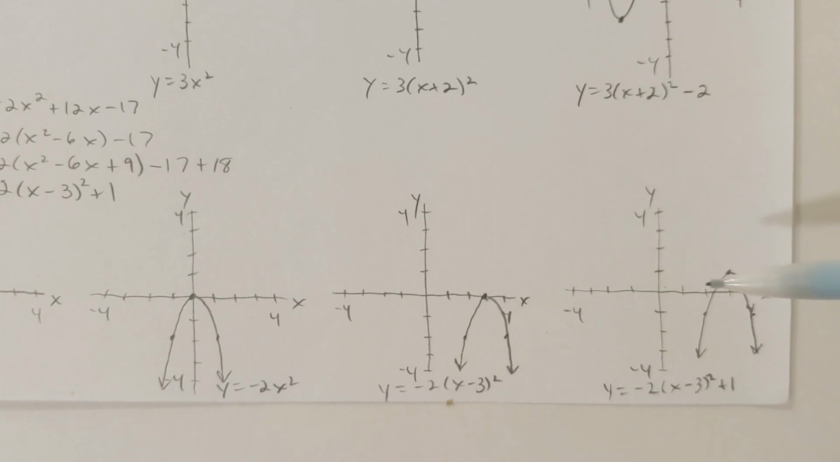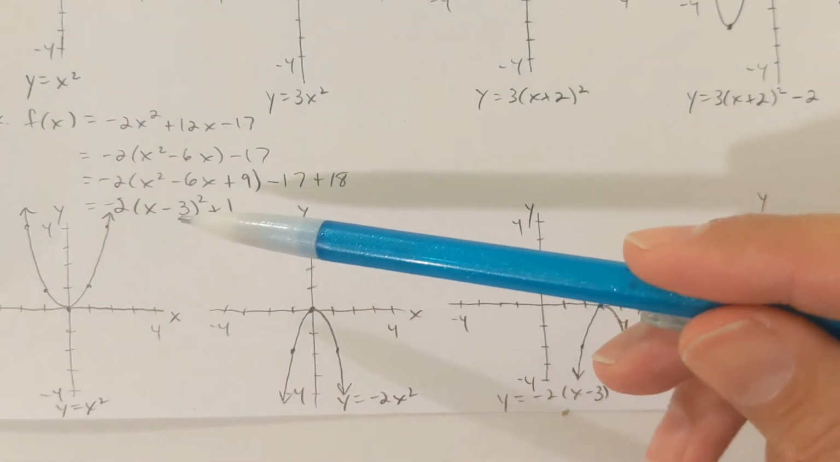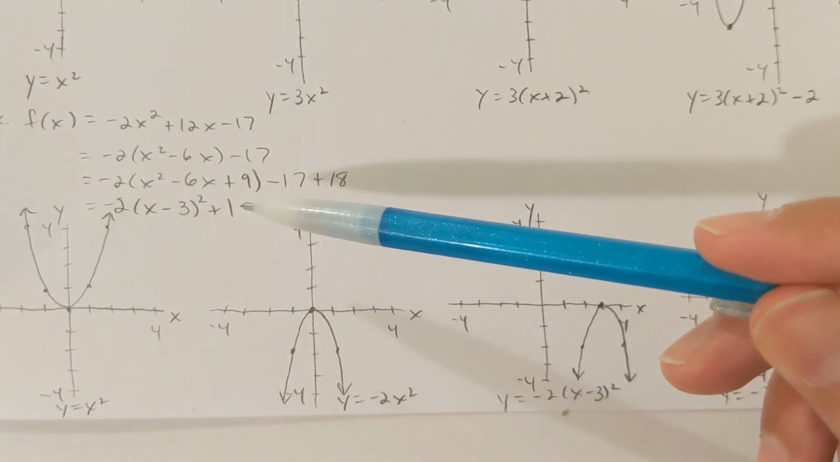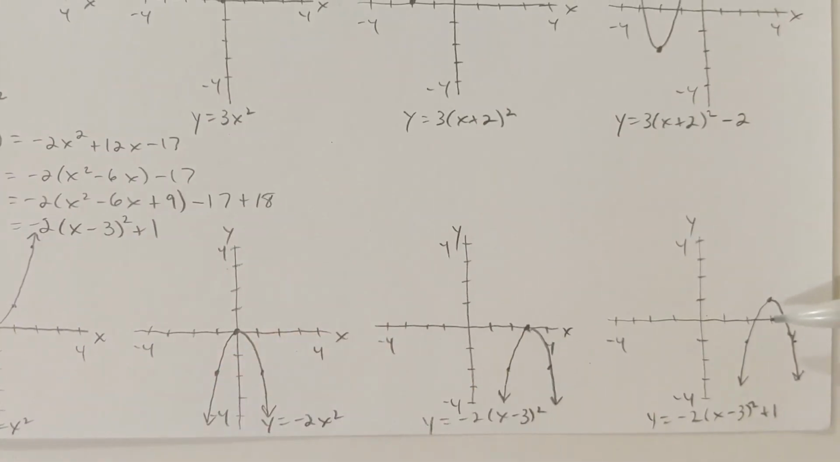And y is equal to negative 2 times (x minus 3) squared plus 1 means that I'd shift up 1 unit. (3, 1) would be on the graph. (4, negative 1) would be on the graph. And (2, negative 1) would be on the graph. And we've still got a parabola opening down. And by the way, (3, 1) is the vertex. (3, 1).